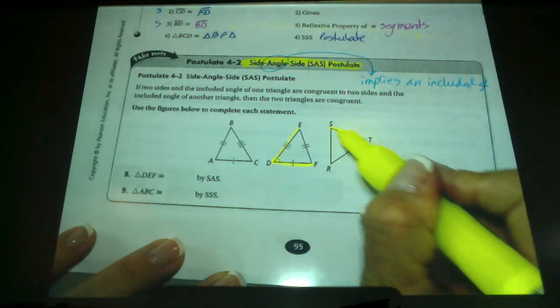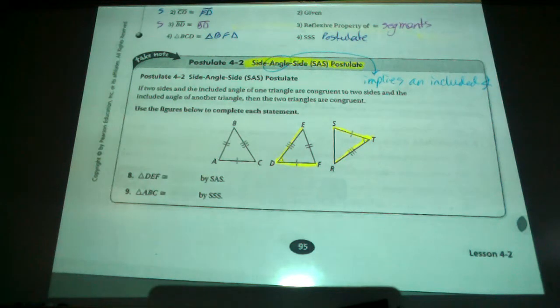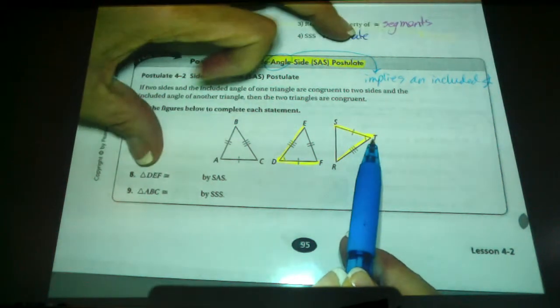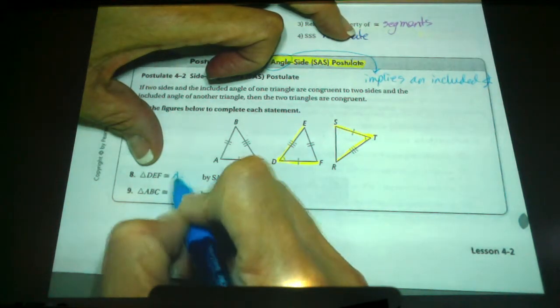Yeah, this one right here. What's the included angle here? T. So you can order the letters based upon that. So I know that D and T correspond. So here's D right here. D and T correspond, so I'm going to put triangle T.